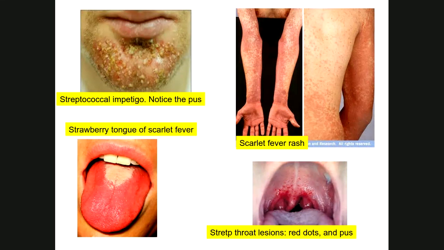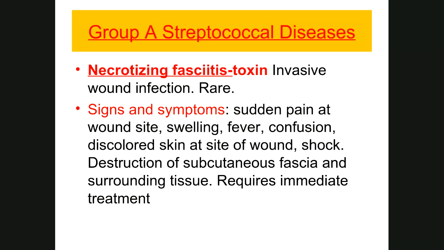So we have two organisms that can cause impetigo, Staph aureus and Streptococcus, a group A strep, which is Streptococcus pyogenes. This is scarlet fever. This is also scarlet fever. And this is strep throat, which gives us the pus in the throat region. Necrotizing fasciitis is the really dramatic type of wound infection.